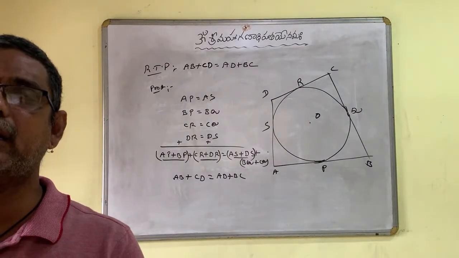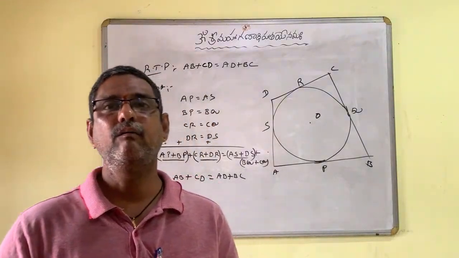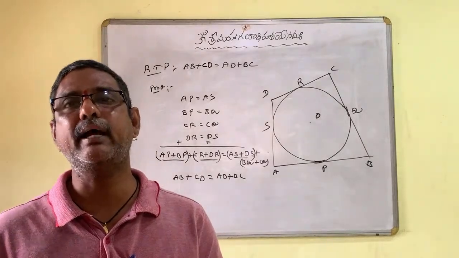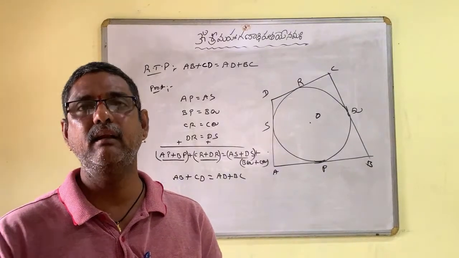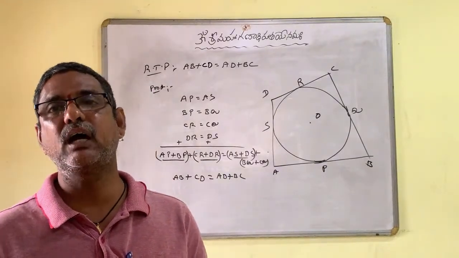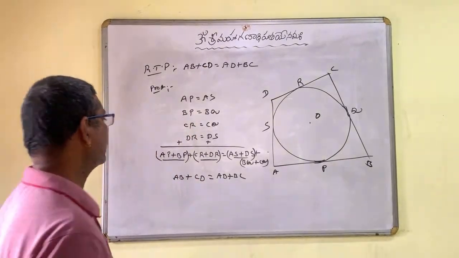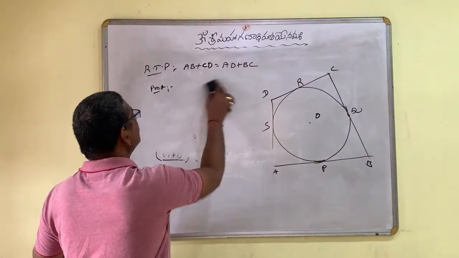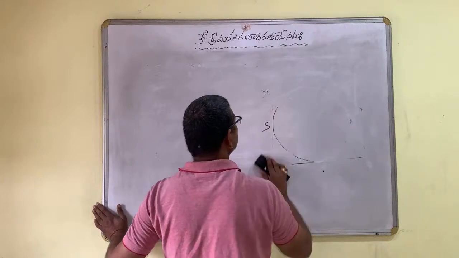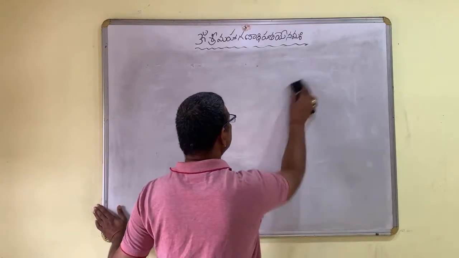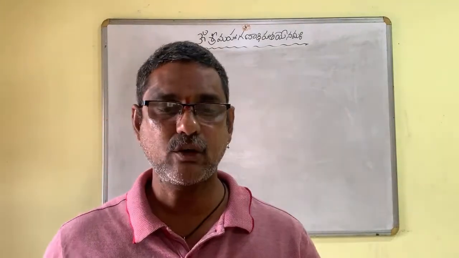So with this, what can we conclude? When a quadrilateral circumscribes a circle, then the sum of its opposite sides are equal. Okay? Next question.